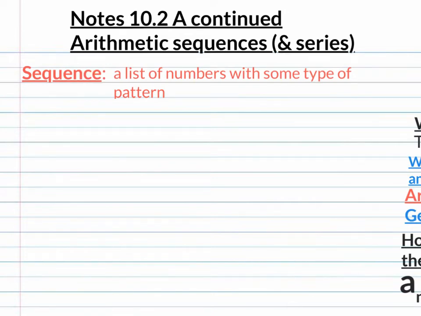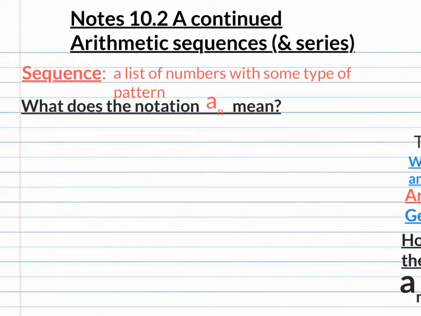Let's move on to the next question here. It says, what does the notation a sub n mean? Go ahead and hit pause, think about the answer, then I'll show it to you right now. The notation a sub n means the nth number on the list. I hope we understand that. A sub n is just the nth number on the list.